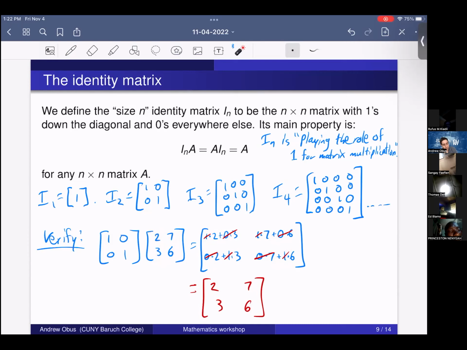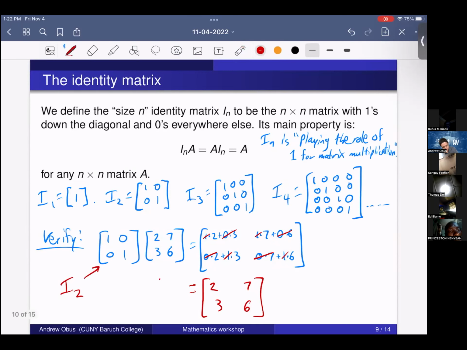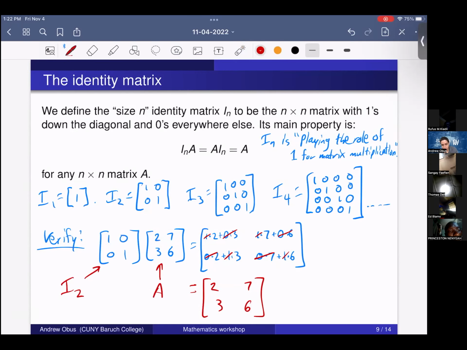Okay, so if I take this identity matrix here, remember this is called I2, and if this is just some random matrix that we call A, then the product I2 times A is just equal to A again. So we verified this formula for these matrices. And I encourage you to play around with this a little bit and convince yourself that it doesn't matter that I used the matrix 2, 7, 3, 6, that if I put any 2 by 2 matrix here at all, I would still get this property, that I would get the same matrix back.